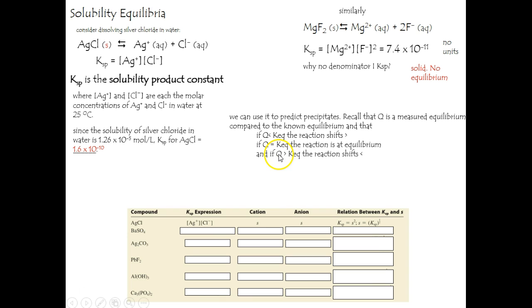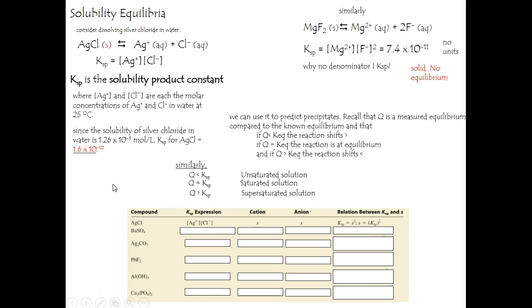And if it's greater than that, that can happen temporarily, but that's a supersaturated situation. It's going to shift to the left, and you're going to get some precipitate. So when it's less, it's unsaturated, not yet saturated. When it's equal, it's saturated. When Q is higher than the Ksp, it's a supersaturated solution.